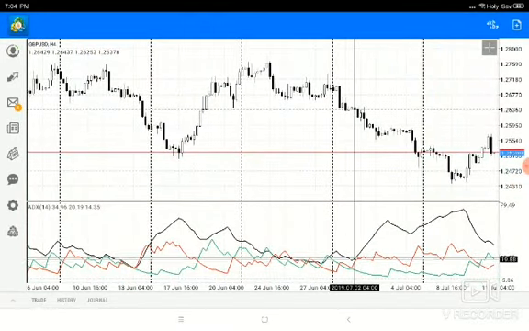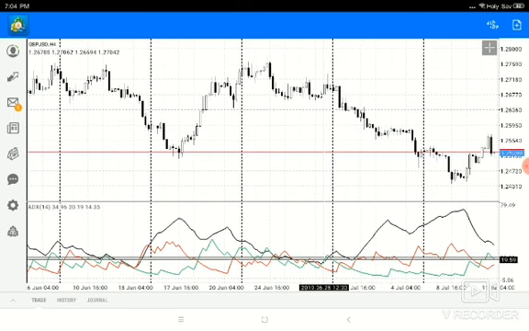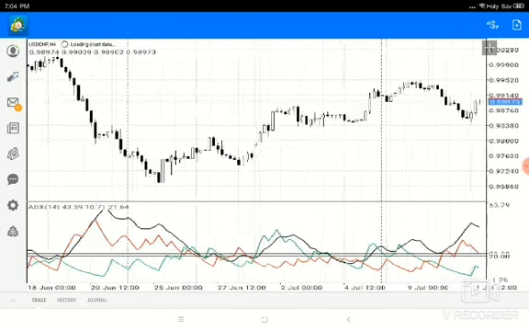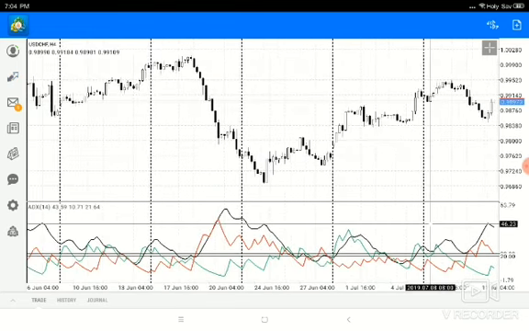Like, look at this sell here. We had a sell here. Look at this buy here. Look at this sell here. So it works on all pairs. It works on all pairs, but you just have to be constantly scanning.